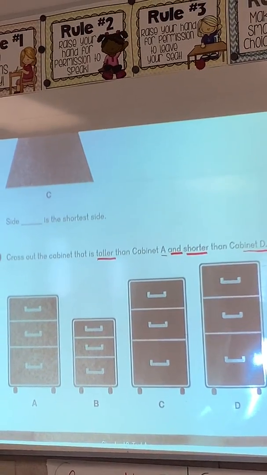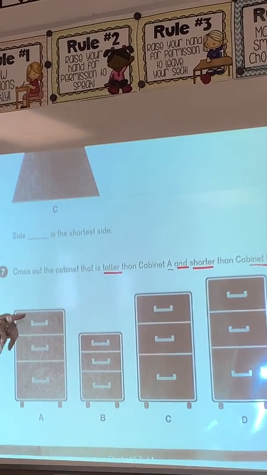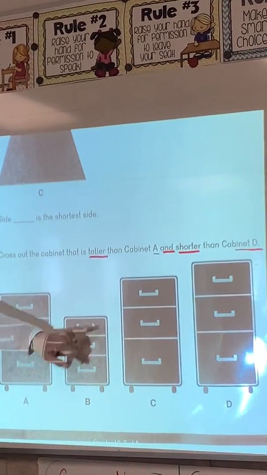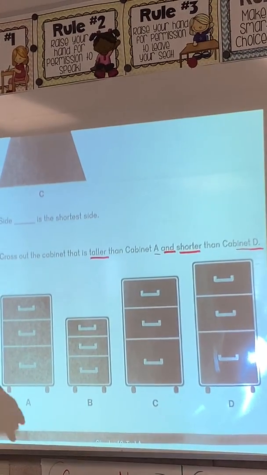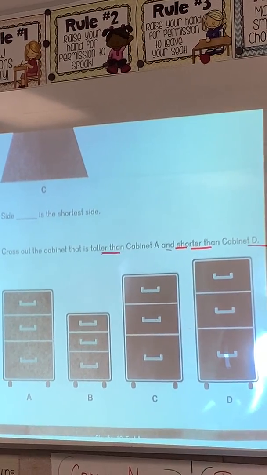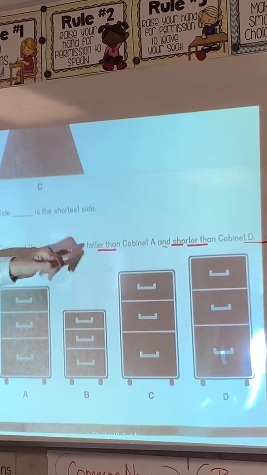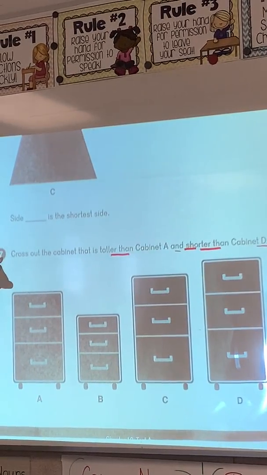Now, this is a pretty tricky question. I want you to look at all these cabinets. They all have 3 drawers, don't they? But the problem is the drawers aren't the same size. So there is a difference. So let's look at this. Cross out the cabinet that's taller than cabinet A and shorter than cabinet D.